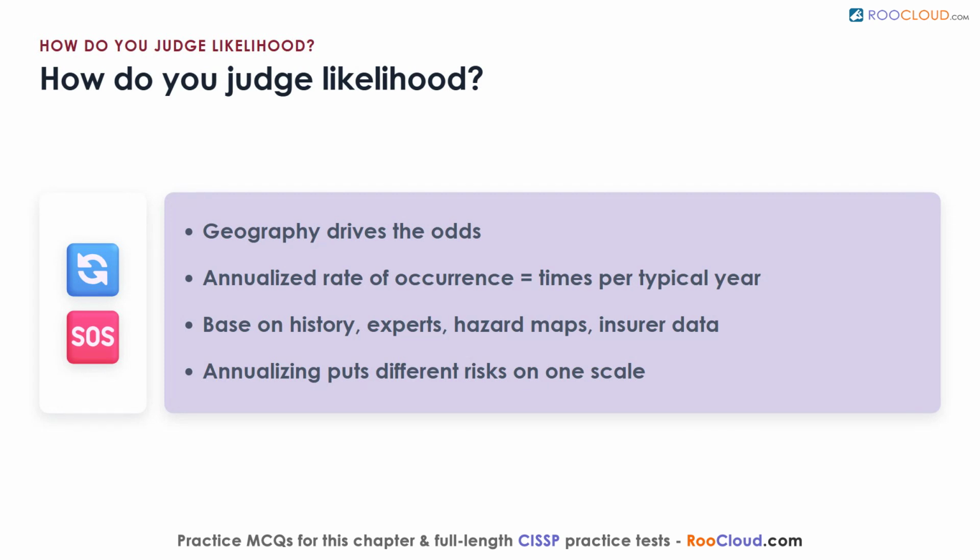Annualizing lets you compare wildly different risks on one scale. You base these figures on your own history, the team's professional experience, and outside experts like meteorologists and seismologists. You can also lean on free resources, since government agencies publish earthquake and flood hazard maps, and insurers hold deep actuarial data they may share. Think of it like a weather forecast. You cannot know exactly when the storm comes, but you can put a solid probability on it and plan accordingly.